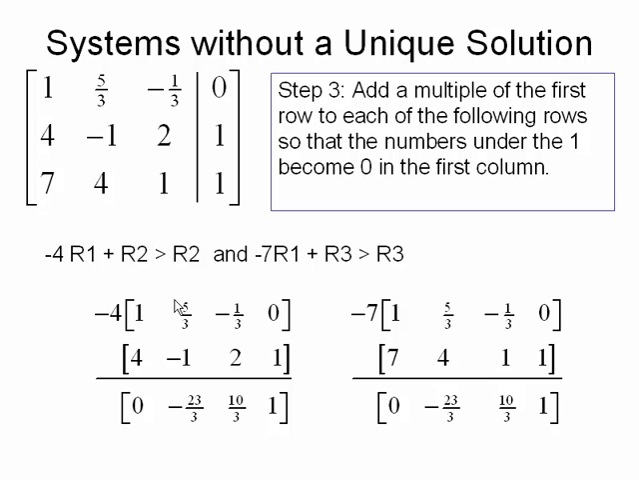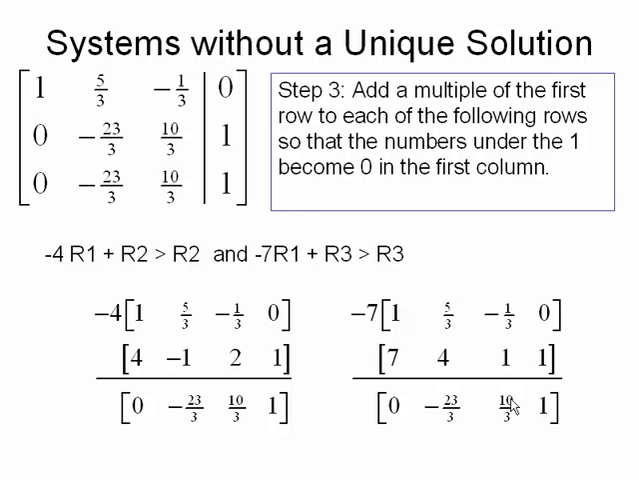I'm going to have to work with some common denominators and things like that, but you can always use the frac key on your calculator to do a lot of these. So what I'm going to have to do now is put in place of row 2, 0, -23/3, 10/3, and 1. And into row 3, I'm going to have to put 0, -23/3, 10/3, and 1. So when I do that, I see it in the matrix up here. I've got the 1s and the 0s as I'm supposed to have.